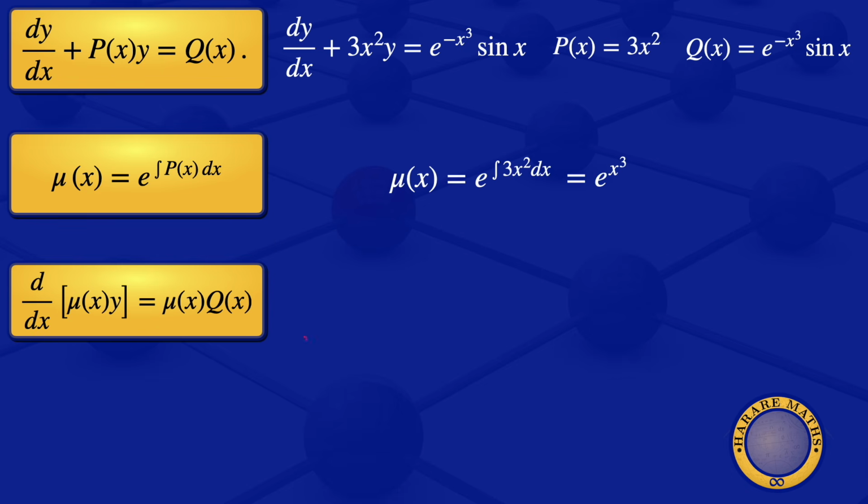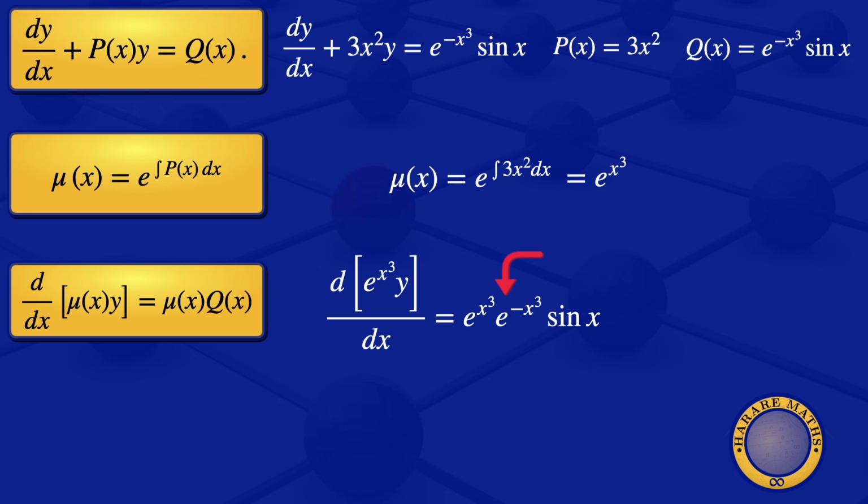Then we go on and use this formula, because we said that our differential equation will simplify to this form when we multiply it by the integrating factor. So we have our mu here and we have our q here. So using this formula, our differential equation simplifies to the derivative of e to the power of x cubed multiplied by y with respect to x is equal to e to the power of x cubed multiplied by e to the power of minus x cubed sine x.